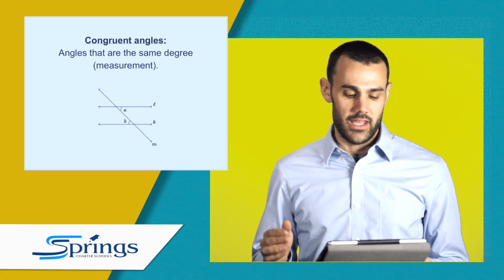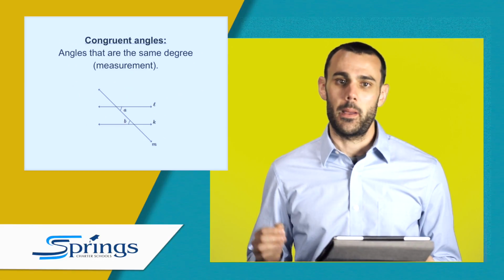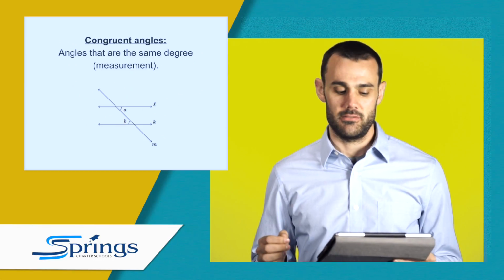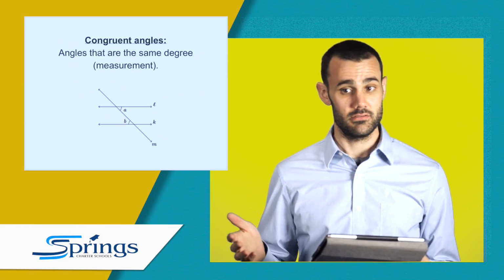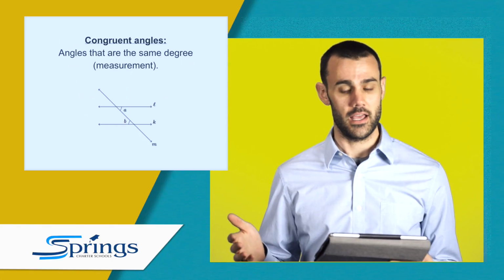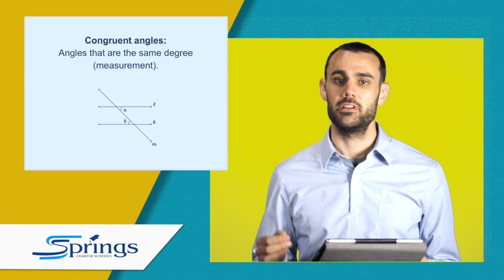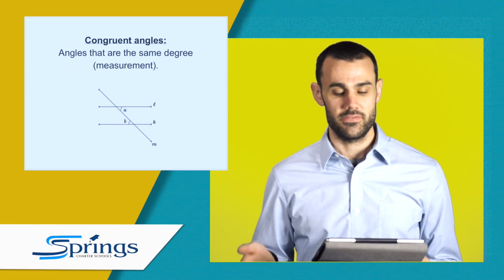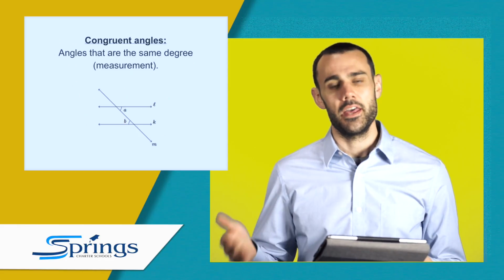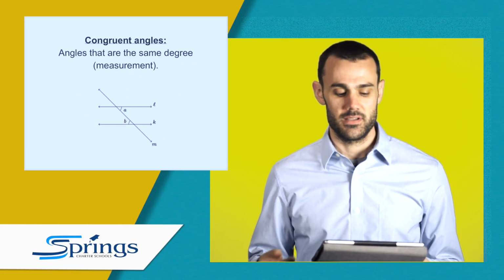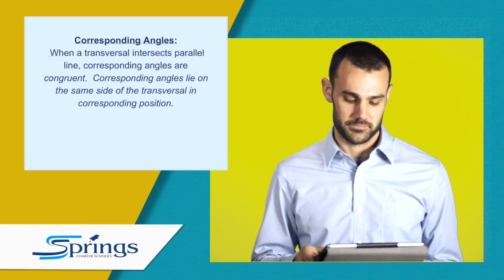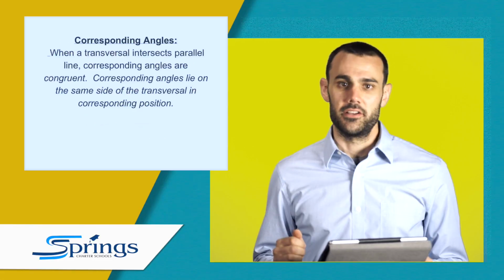Congruent angles: angles that are the same degree or same measurement. In our image here we have a transversal because we have 2 lines that are being cut through by another line. And we can say that angle A and angle B are congruent angles. Same measurement. So if angle A is 70 degrees, angle B is also 70 degrees because they are congruent.